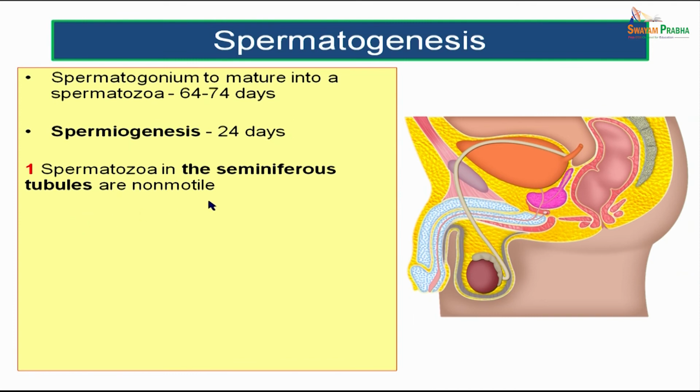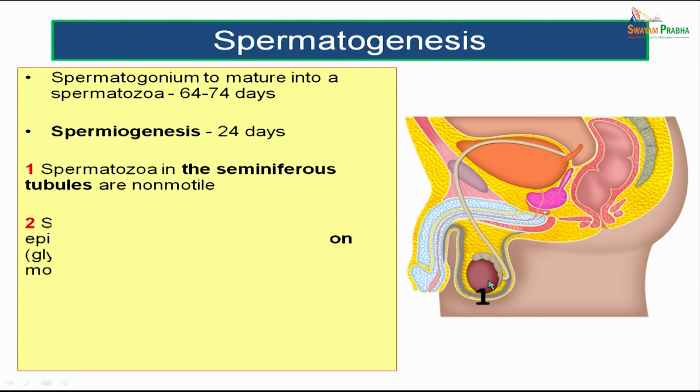The spermatozoa will be formed first in the seminiferous tubules of the testis. So, this is the testis, and you will have numerous seminiferous tubules within the testis. It is inside the seminiferous tubules that you have the formation of spermatozoa. At the time of formation, they are non-motile, they are not capable of motility.